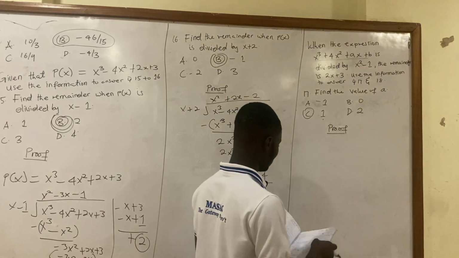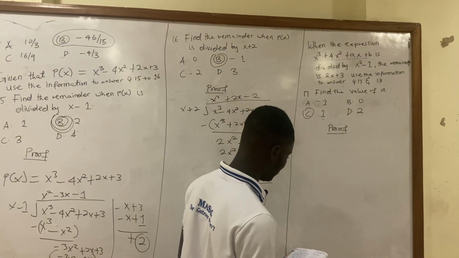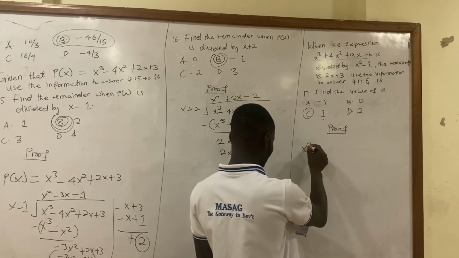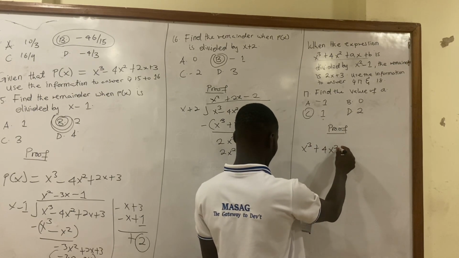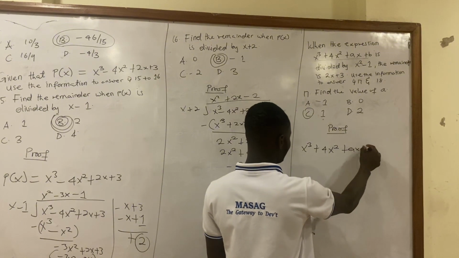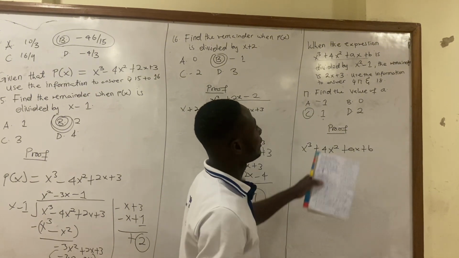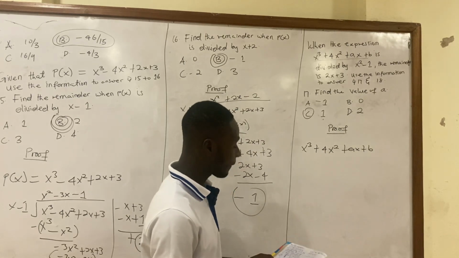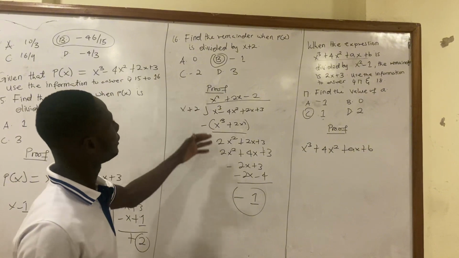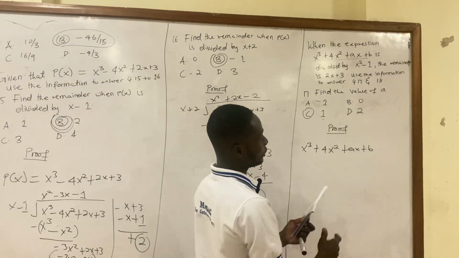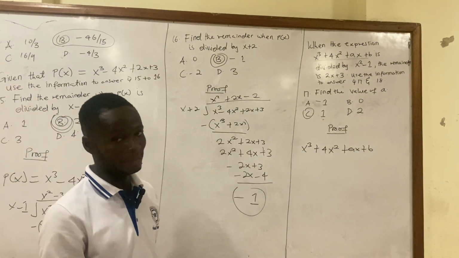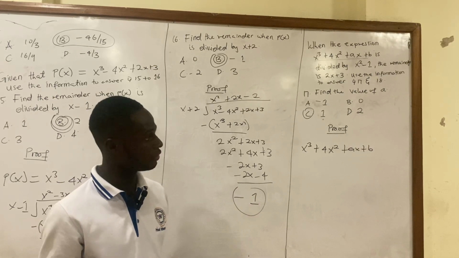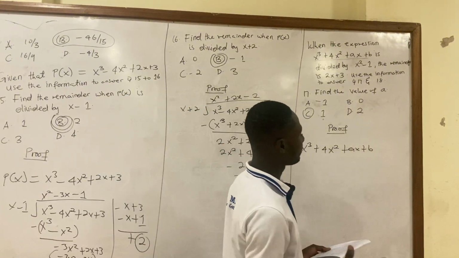So x cubed plus 4x squared plus ax plus b is divided by x squared minus 1. So if it's divided by x squared minus 1, as usual, go by the same procedure. x squared minus 1 is x minus 1 and then x plus 1. So you go by the same procedure, and you have two equations, solve them simultaneously, and then you obtain the value of a and b.